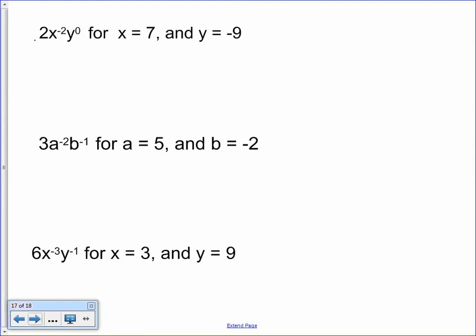All right, let's keep going with this. Again, simplify this down. So you have an x to the negative 2, that's going to go to the bottom. So I got 2 over x squared. Y to the 0 is just going to drop off. Okay, anything to a 0 power is just 1. So that really isn't even needed in this problem, even though they have y equals a certain number. Now 2 over x squared, so 2 over 7 squared, or 2 over 49.